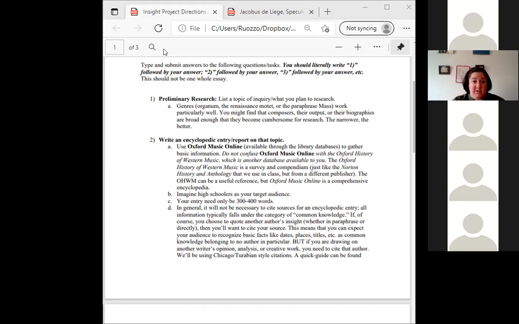Now, here's the difficult part of it. And it's not daunting at all, but some people do not like this part. You don't find the information by Google searching. Google is not your friend right now. Do not Google. What you want to use is Oxford Music Online, available through the library databases.